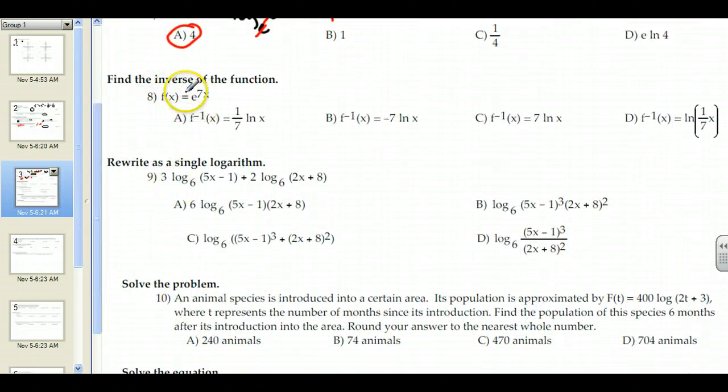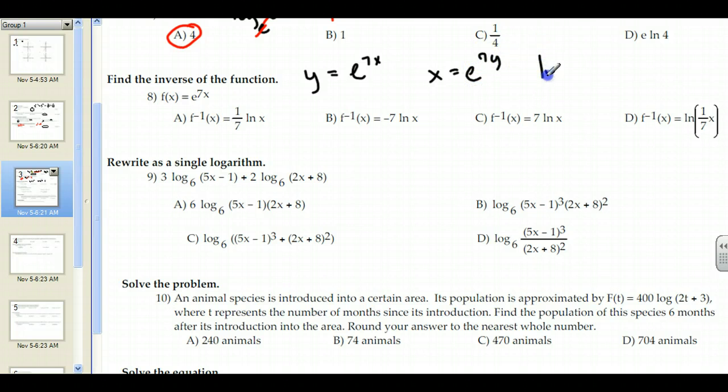Alright, find the inverse of the function. Remember the steps to find an inverse. That was on your last test. I gave you those steps. Replace f of x with y, and then interchange x and y. X equals e to the 7y, and then solve for the new y.